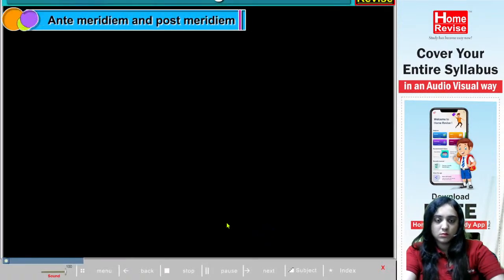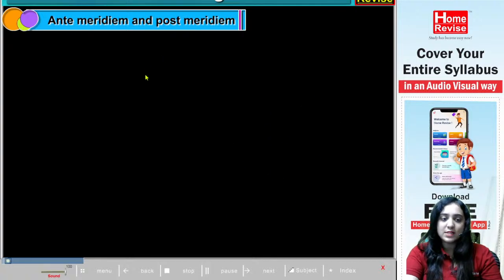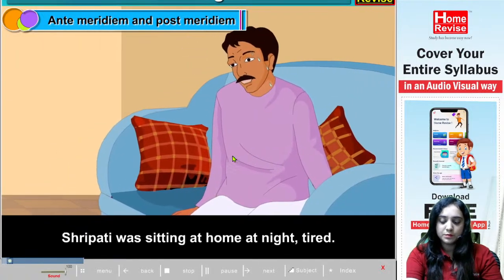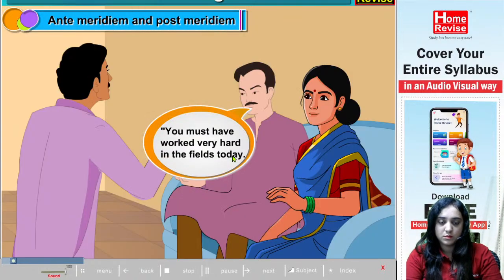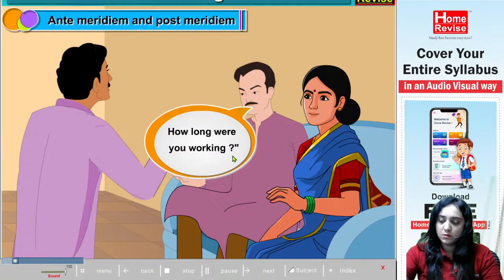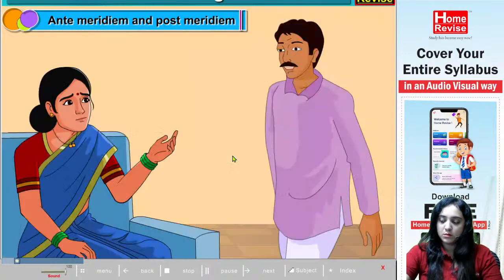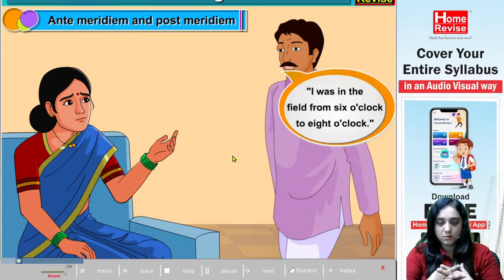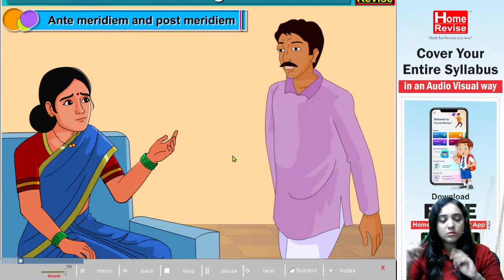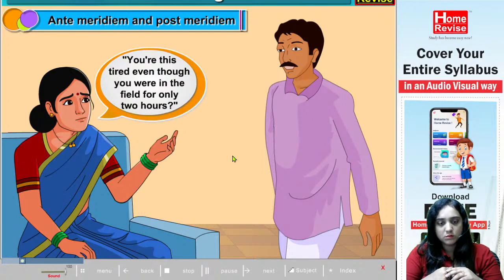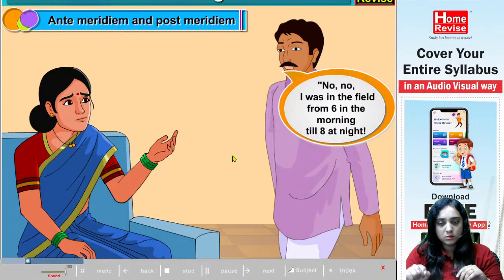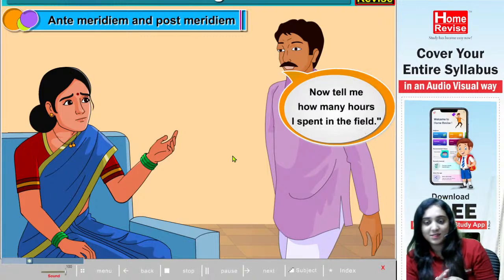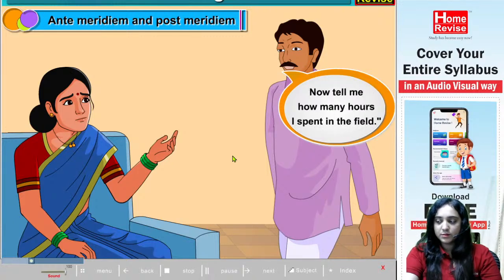Ante meridiem and post meridiem. Now let's understand this. Shripati was sitting at home at night, tired. There were guests at home. They asked, "You must have worked very hard in the fields today. How long were you working?" Shripati said, "I was in the field from 6 o'clock to 8 o'clock." Someone asked, "You are this tired even though you were in the field for only 2 hours?" Shripati said, "No, no, I was in the field from 6 in the morning till 8 at night. Now tell me how many hours I spent in the field."